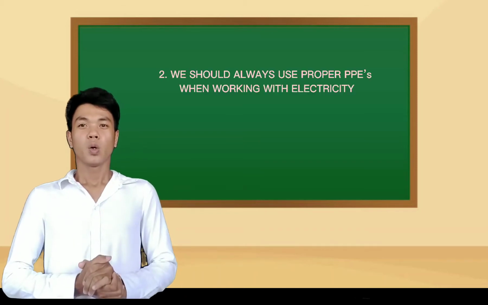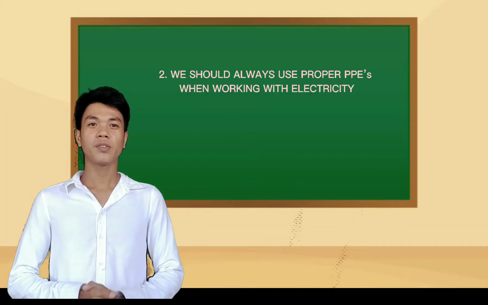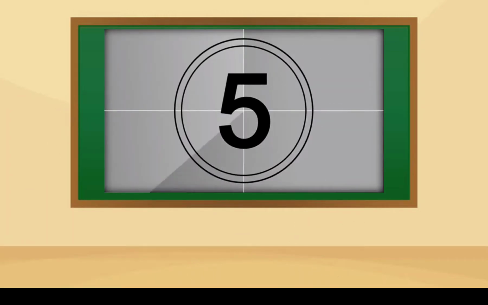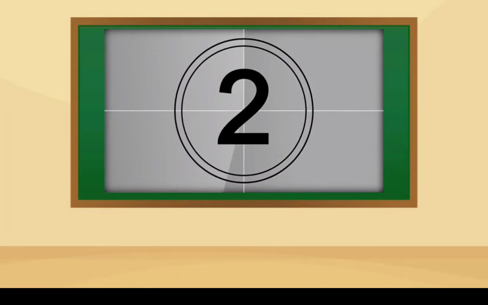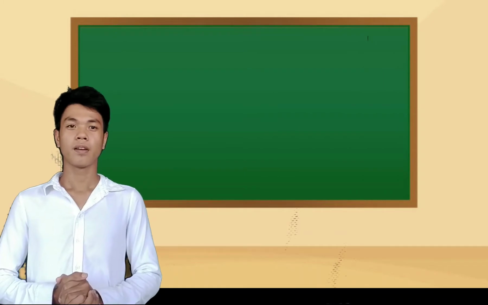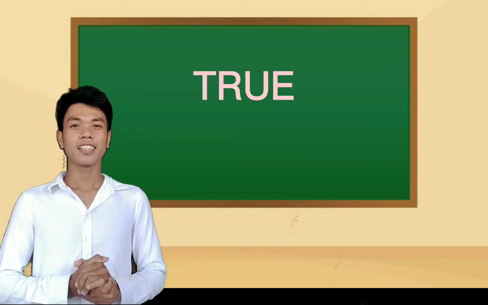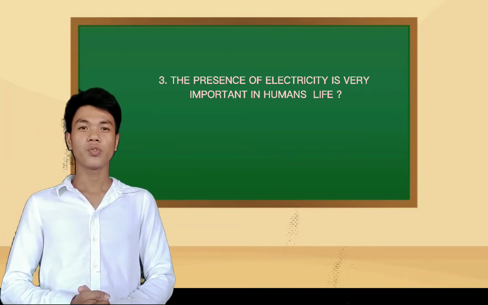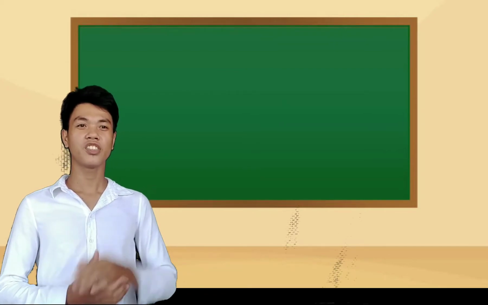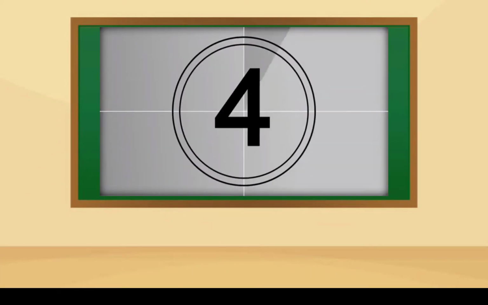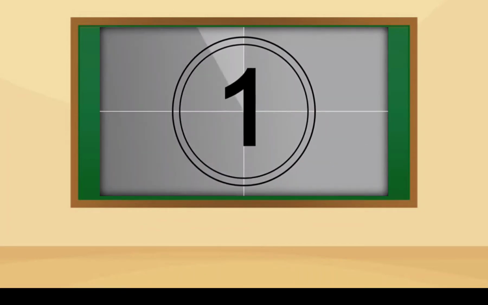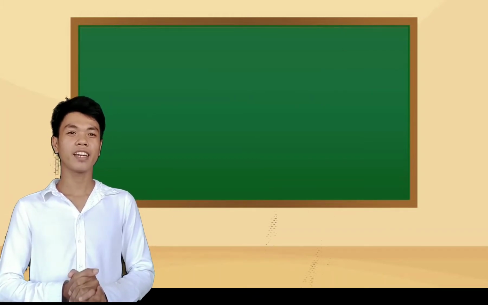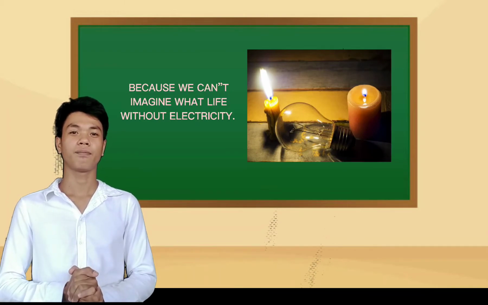Number 2. We should always use proper PPEs when working with electricity. That is true or false? The right answer is true. That is right. Number 3. The presence of electricity is very important in human life. That is true or false? Very good! The answer is true because we can imagine that life without electricity.